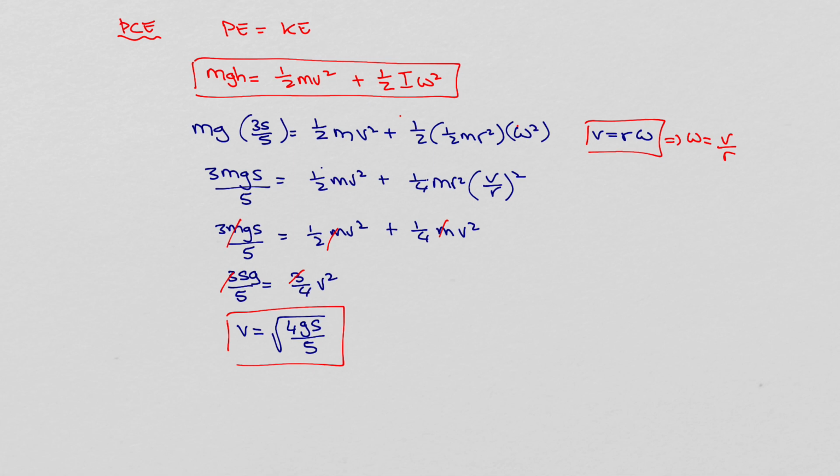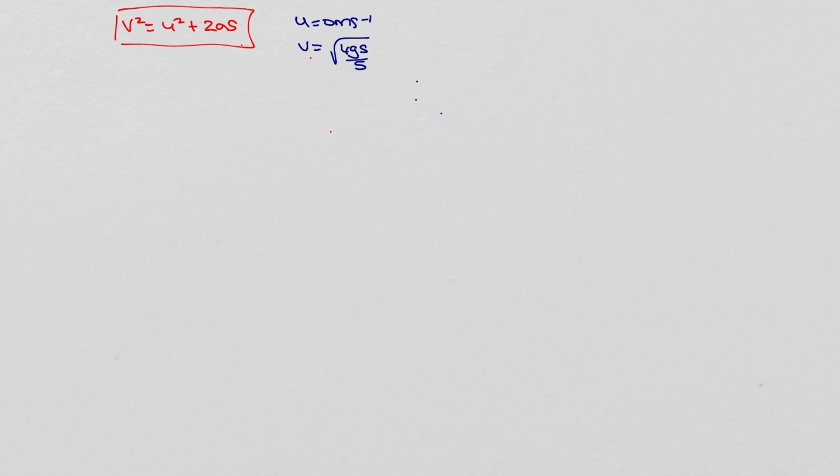Okay, so to find the acceleration, therefore, what we can say is v squared is equal to u squared plus 2as. We know that it starts with an initial velocity of 0 because it's starting from rest. We've just worked out the linear velocity there is the square root of 4gs all over 5. I have to be careful to make sure our s's and our 5's don't end up looking the same.